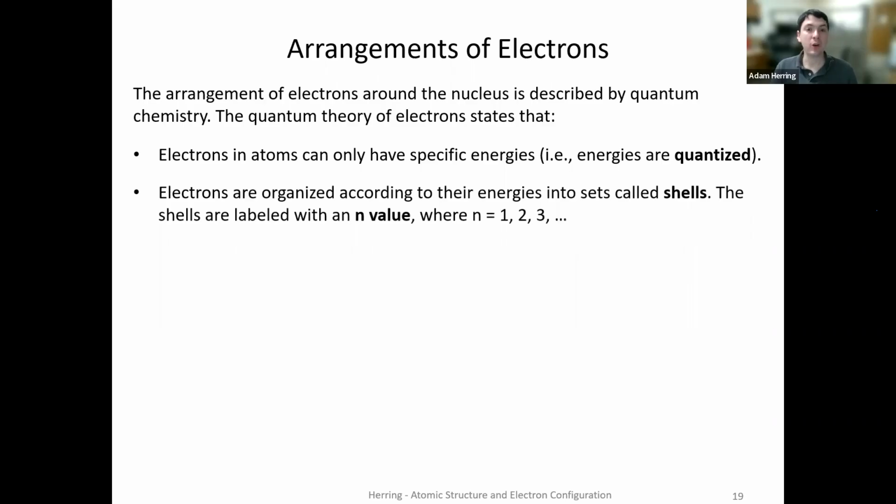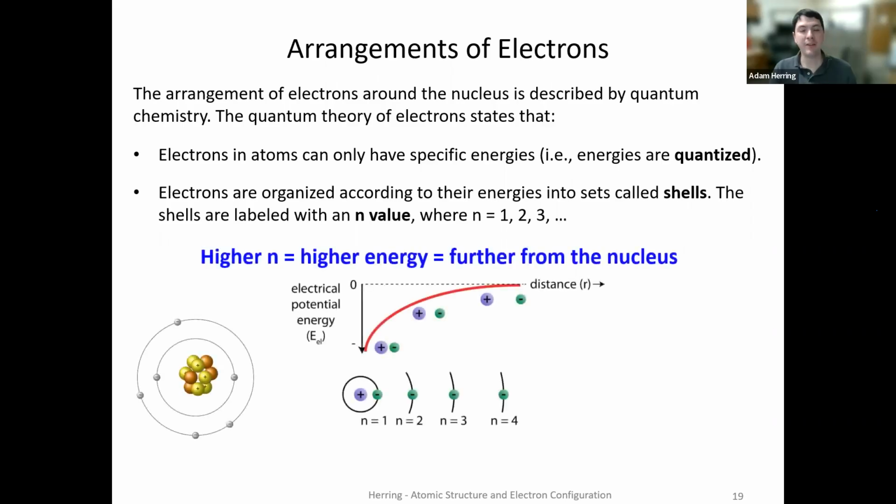Electrons are organized according to their energies into what are called shells. And each shell is labeled with an n value, where n could be 1 to any integer, 1 to infinity. So the higher the n value, the higher the energy, and the farther that the electrons are from the nucleus.